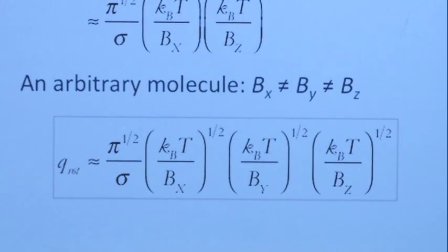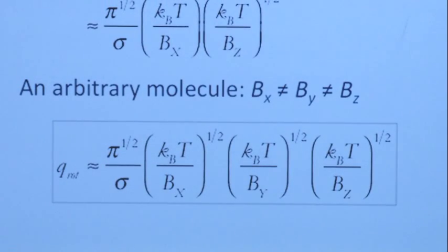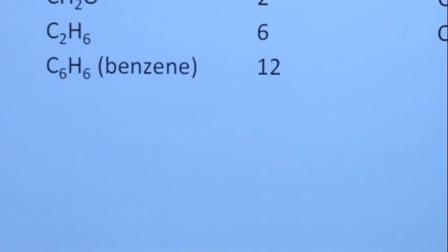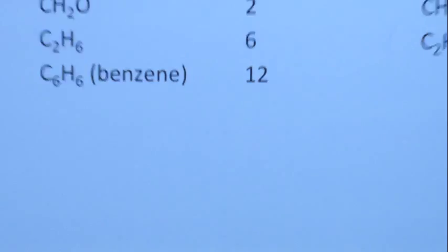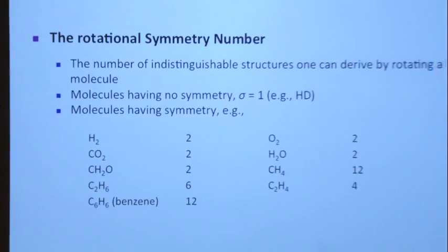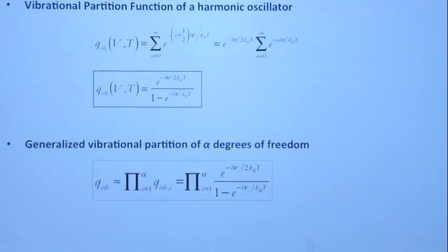Then the total partition function, or the number of ways you can distribute the rotational energy, is given by this expression, each contributing kB T divided by its rotational constant and the square root of it. But this part is all mathematical. Just bear with me. Rotational symmetry number, we talked about this before. That's the sigma, so I'll skip through that.